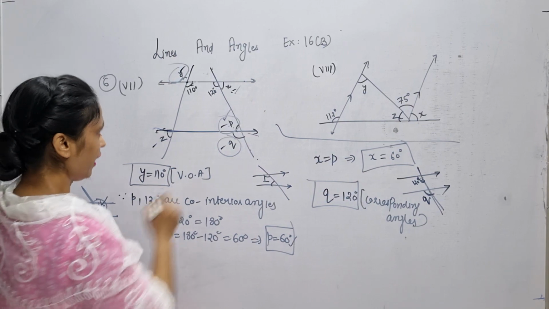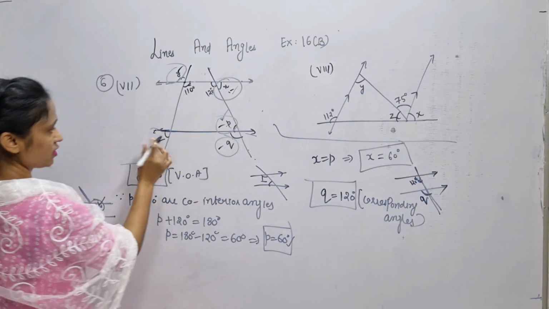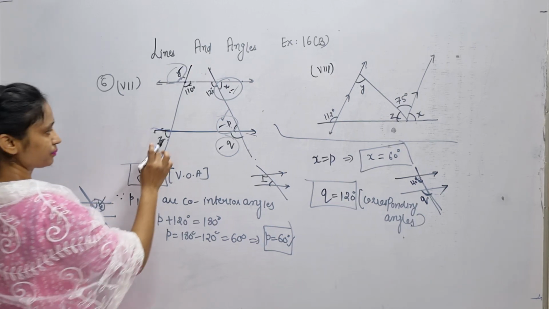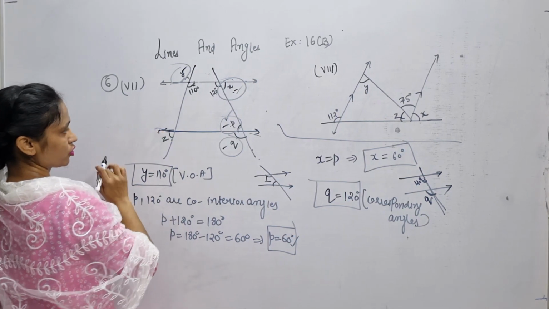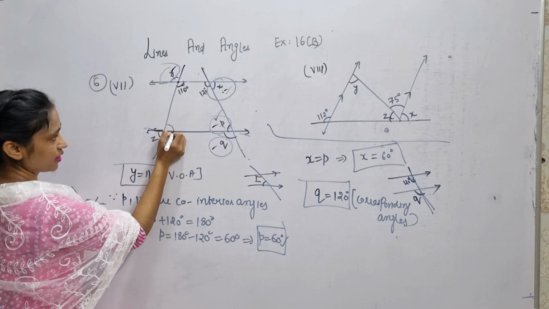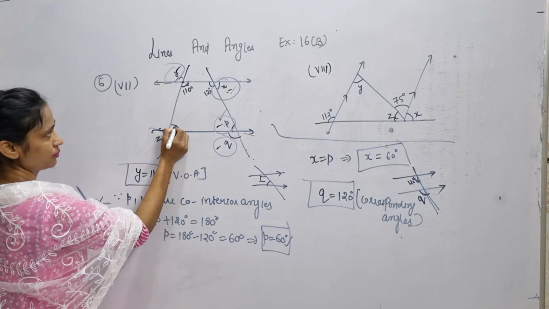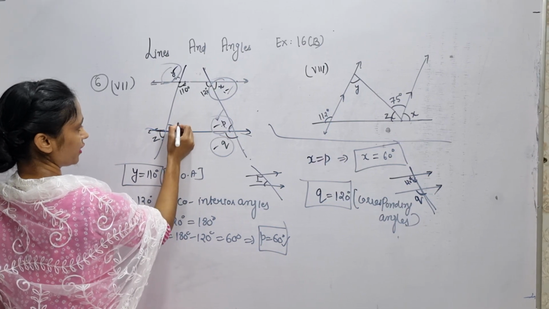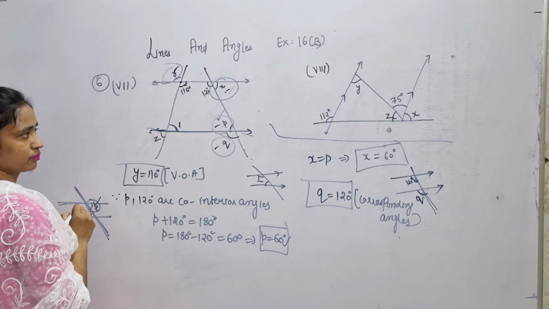What is left there? X is done. Okay, this Z is left. Z is left. See beta. So you can take this as angle. This you can take as angle 1.